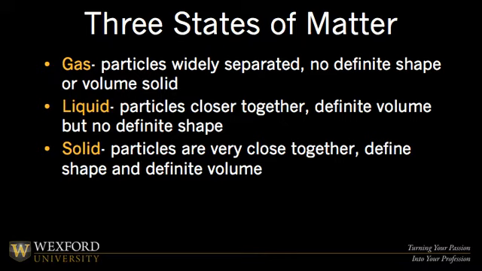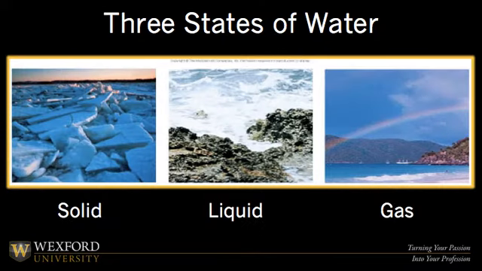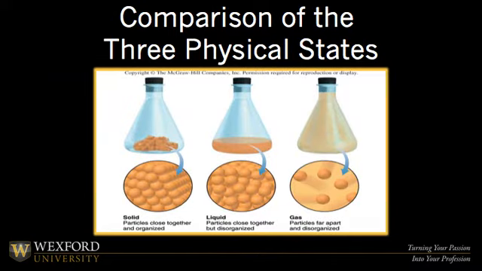There's also liquid, where the particles are closer together, and there is a definite volume, but no definite shape. And finally, there are solids, in which the particles are very close together, and there's a definite shape and a definite volume. These are examples of the three states of matter for water, where the solid would be ice, the liquid would be water, and the gas would be steam or vapor. In this diagram below, you can see the comparison of the physical states of matter.